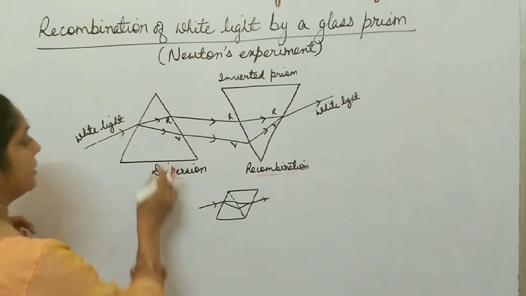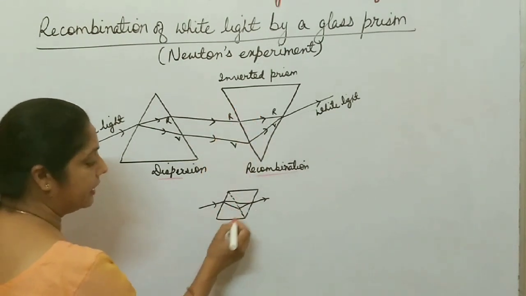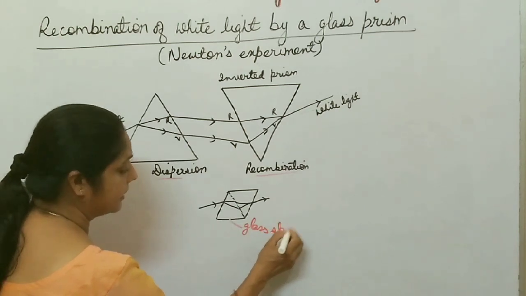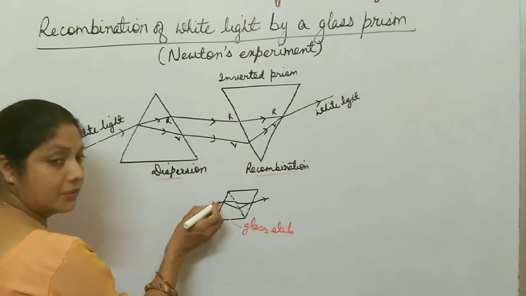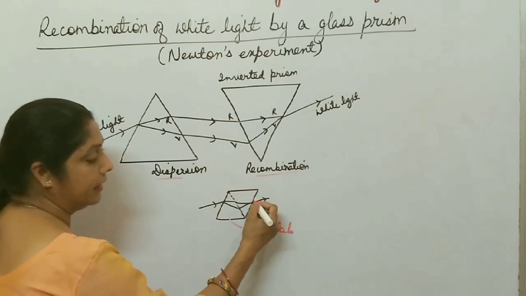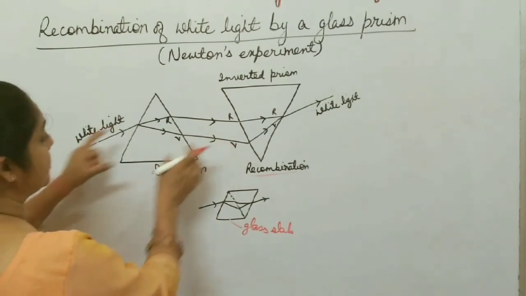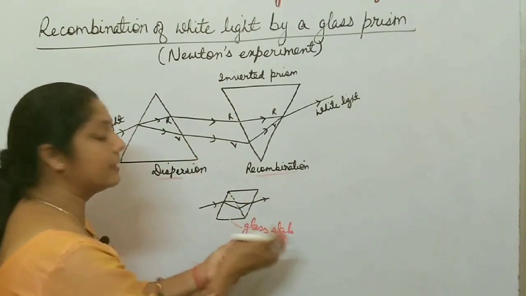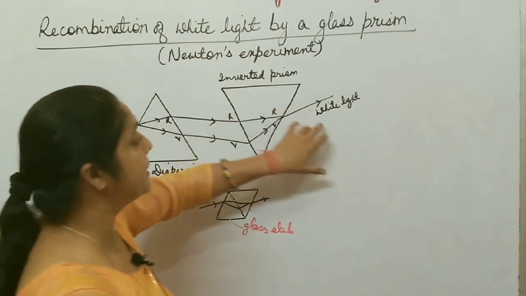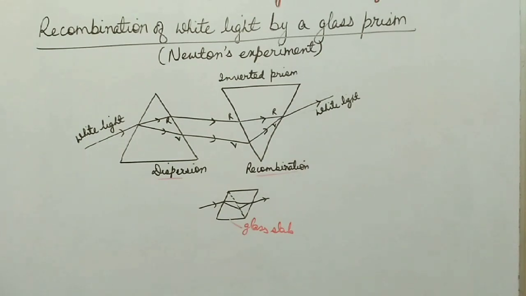You think about this now. This first prism is like this one. When you join this with the second inverted prism, it acts like a glass slab, right? And you know, inside the glass slab, what happens? When light enters the glass slab, refraction takes place, and then again it becomes parallel to the incident light. So these two prisms, when joined, act like a glass slab. That's why when white light enters the inverted prism, white light also comes out. So this is recombination of white light by a glass prism.